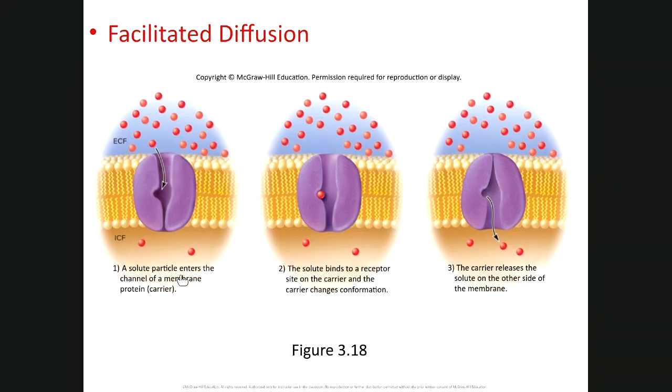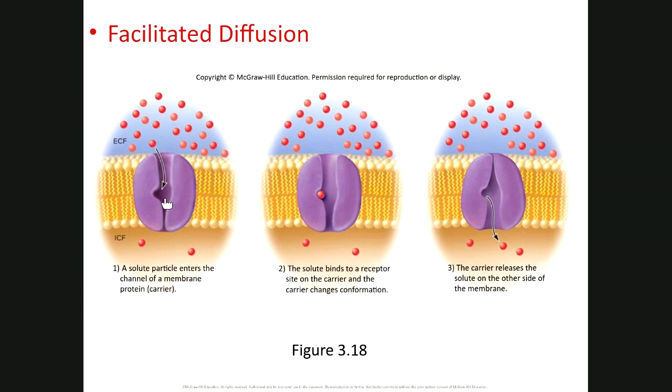Here's the picture of facilitated diffusion. So here is your carrier. We get a glucose carrier, for example, or a glucose transporter. Notice it's a transmembrane integral protein. It must span the entire width, and it is a carrier.